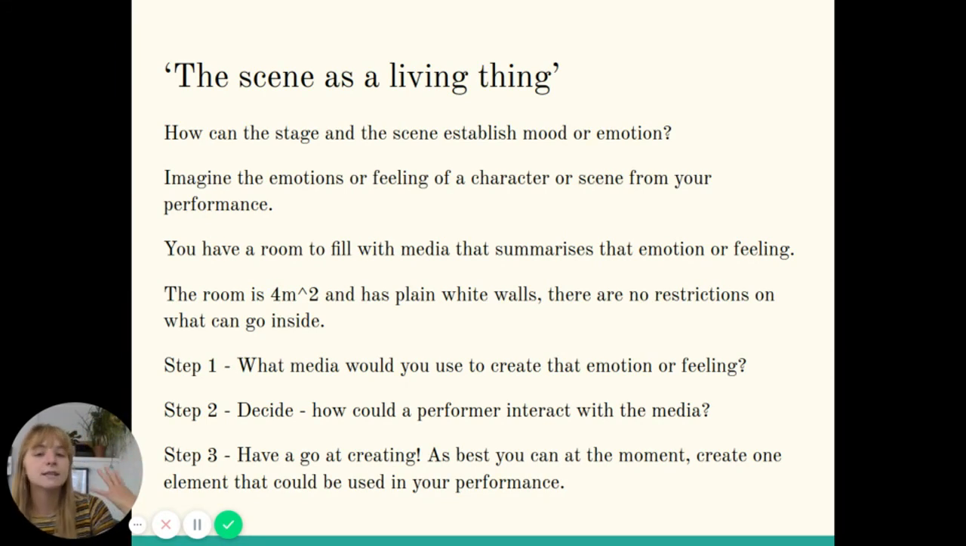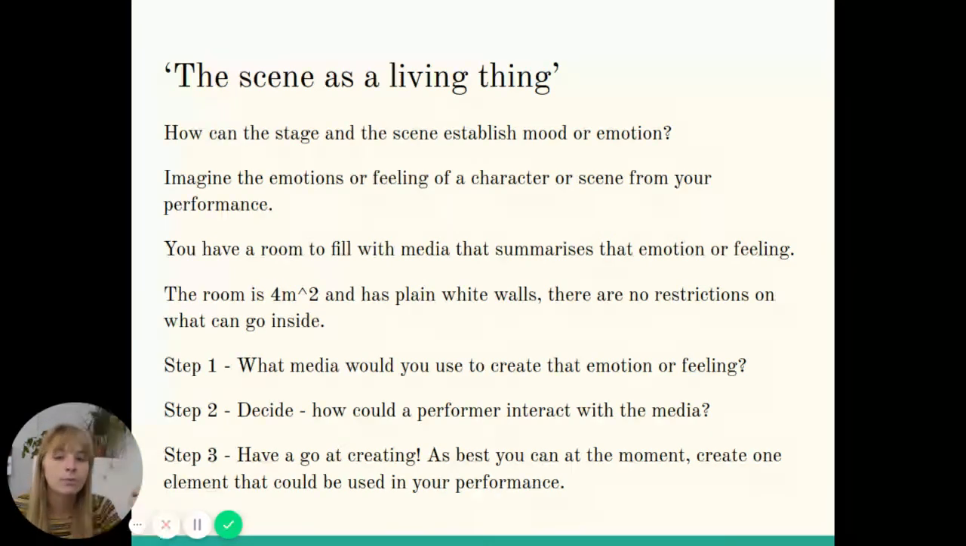Then you're going to decide how you as a performer could interact with the media. Maybe you're writing in a book and there's a small camera looking over the writing, and that is projected onto a wall. So the audience can see the projection of what you're writing, but actually the act in itself is very small. Maybe it's a case of there's sound effects, and you as a performer only react when one word is said, and that draws the audience's attention a little bit more to that.